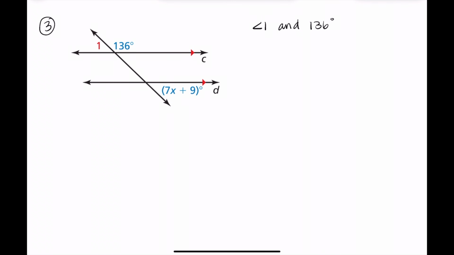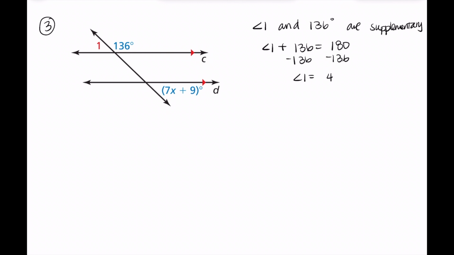For number 3, we're given angle 1, 136 degrees, and 7x plus 9 degrees. We know that angle 1 and 136 degrees are supplementary because they form a straight line. And supplementary means that these two added together will equal 180 degrees. So what we can do here is solve for angle 1 by subtracting the 136 over. And when we do that, we get that angle 1 is 44 degrees.